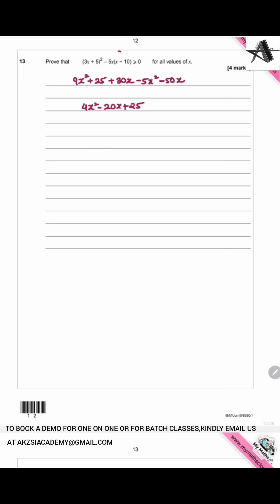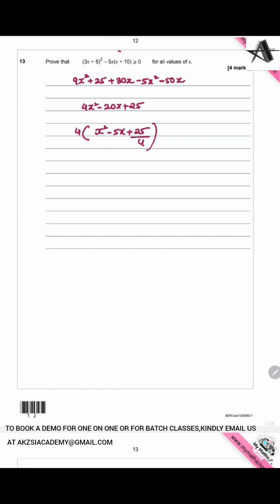Whenever you have a quadratic and you want to prove that this quadratic is always going to be positive, whatever the value, always go for the completing the square method. It will give you a definite answer, specifically if you want to prove the quadratic is always positive. For completing the square, we have to take out 4 as common. Why? Because I need to make the coefficient of x squared 1. So whatever the coefficient of x squared is, you have to take that out as common. Taking 4 out as common, the remaining is x squared minus 5x plus 25 over 4.